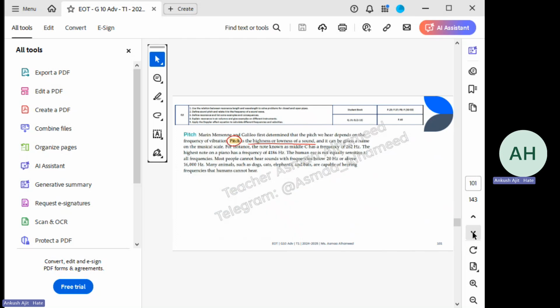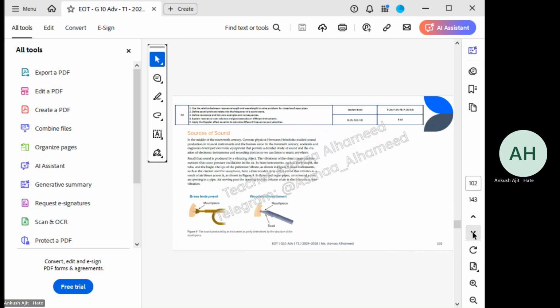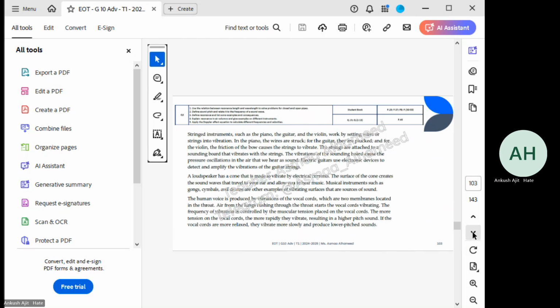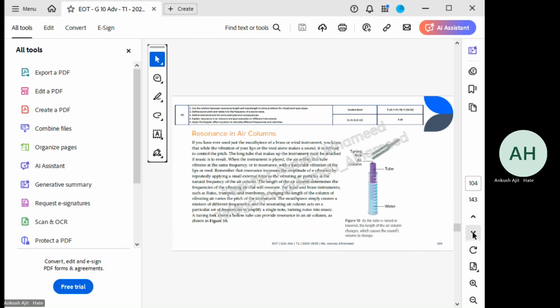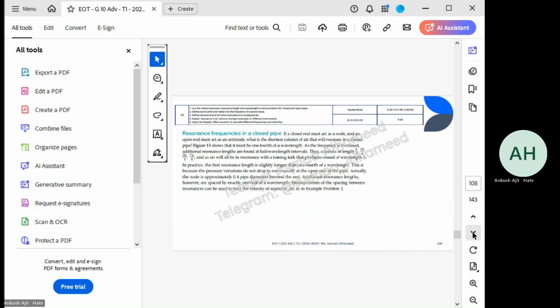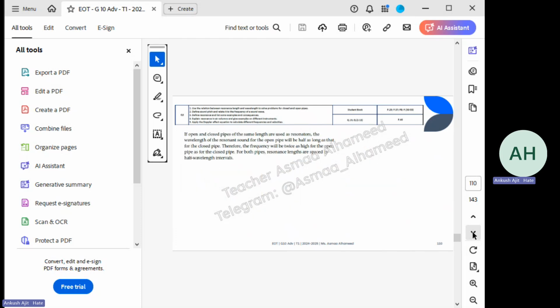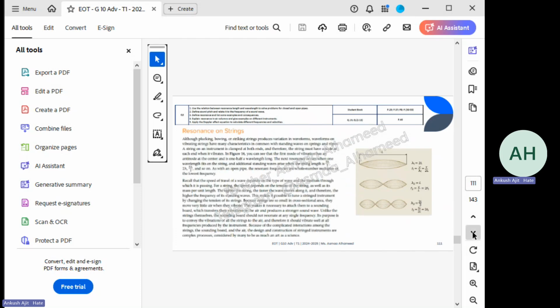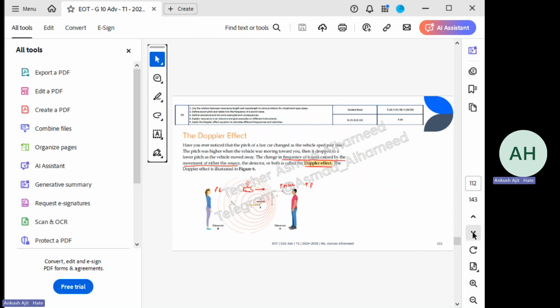Resonance we have done already. Pitch is the shrillness, the highness or the lowness of the sound. Sources of sound: mouthpiece, brass instrument, wooden instrument. Resonance, this we have already done. Open pipe, this is already covered. It's the same thing, so I'm just going through quickly because we have already done this. There's nothing new.